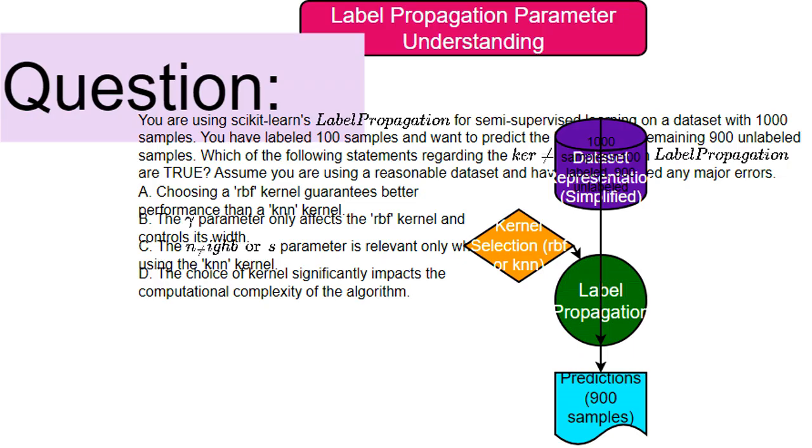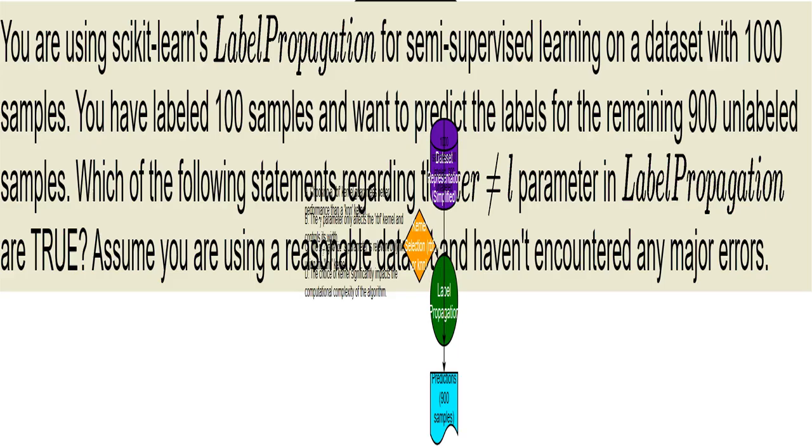results. This is a multiple-choice question about the label propagation algorithm's kernel parameter and its impact on prediction accuracy and computational cost. I need to evaluate each statement carefully to determine if it is true or false. I'm working with a dataset containing 1000 samples, 100 are labeled, and 900 are unlabeled. I will use label propagation, a semi-supervised learning technique, to predict labels for the 900 unlabeled samples. I'm deciding which kernel to use and understanding what that choice means.